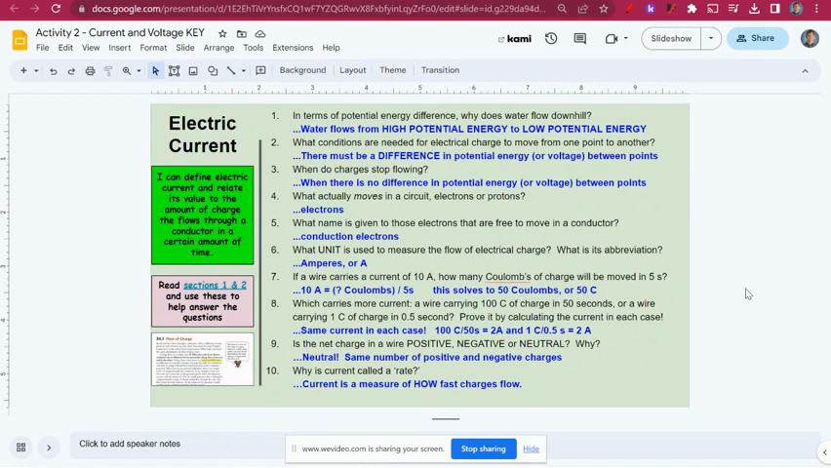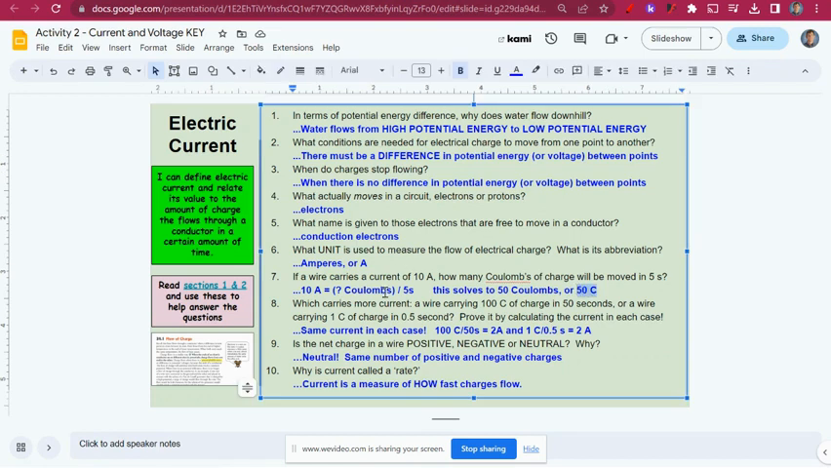Number 7, if the wire carries a current of 10 amps, how many coulombs of charge will be moved in 5 seconds? Here's a way that you can solve that. 10 amps is equal to question mark coulombs, right? That's your unknown, divided by 5 seconds. And so then you can solve for that question mark, right? You can cross multiply both sides by 5. It turns out that that's 50. That's easy to check. You could take 50 and divide 50 by 5 seconds, right? Plug 50 in here. 50 divided by 5, that gives you 10 amps.